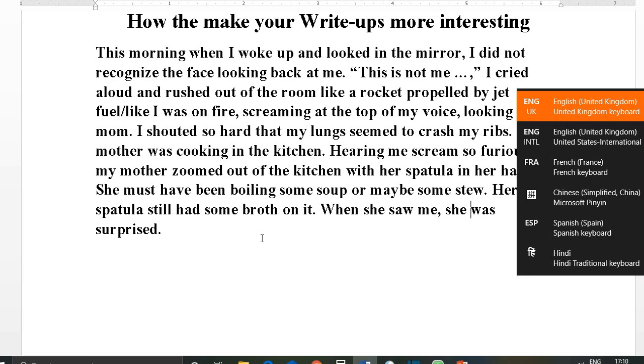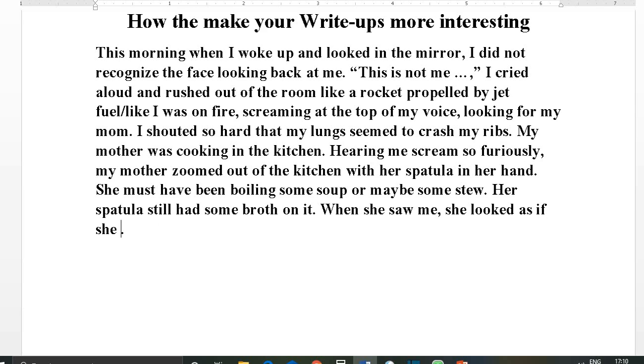She looked as if she had seen a ghost, maybe, or what? Maybe she saw a, this is better, cobra staring at her. So these two, again, we are using: as if she had seen a ghost, cobra staring at her. This is a hyperbole, an exaggeration. Once again, again, we are using an image now.